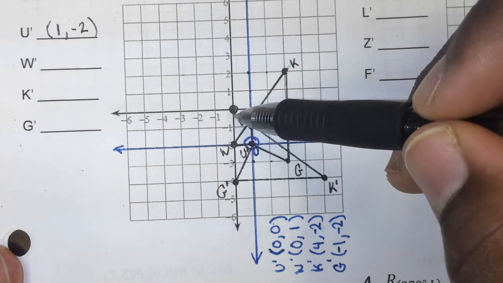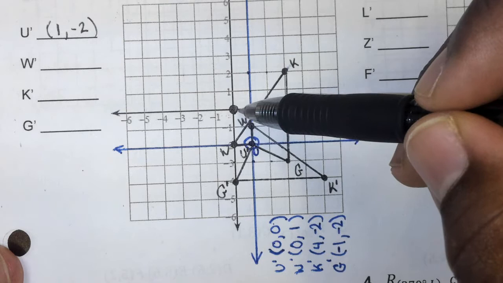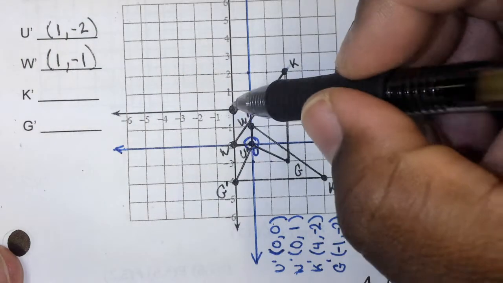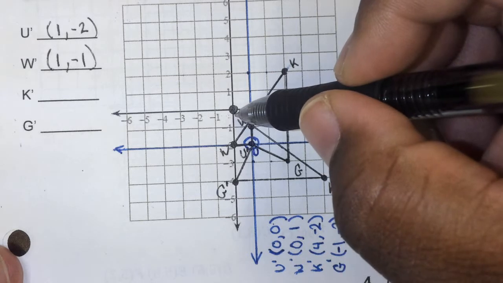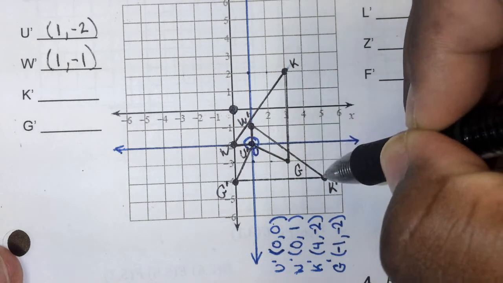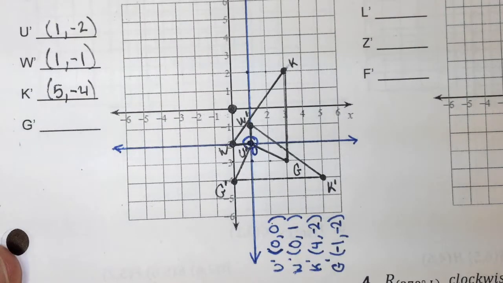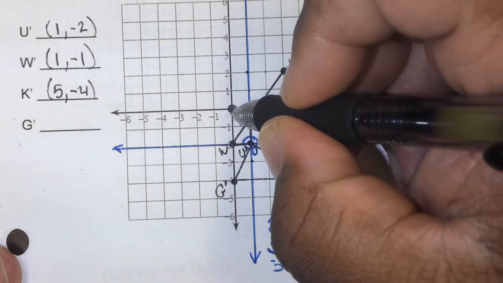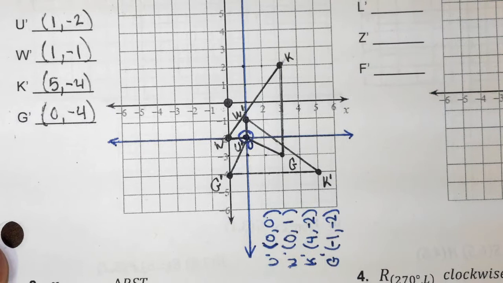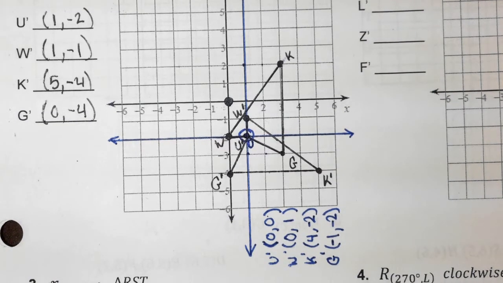From actual 0, 0, W prime will be at 1, negative 1. From actual 0, 0, K prime will be at 5, negative 4. And then from actual 0, 0, G prime will be at 0, negative 4. This is how you rotate about a point that is not the origin. I'm going to do another one.